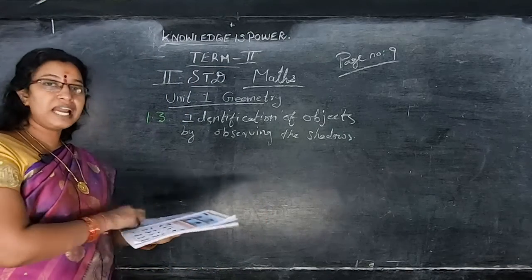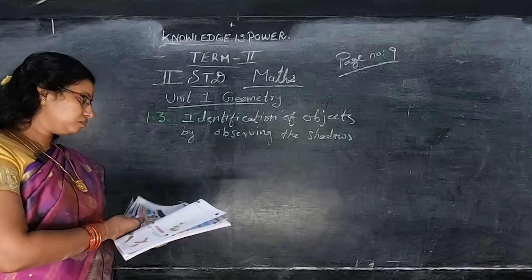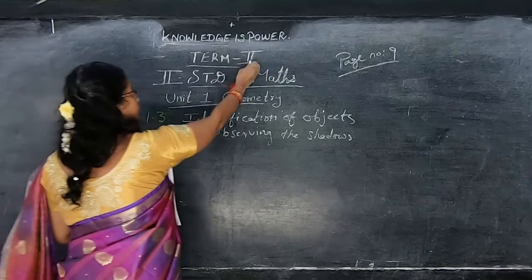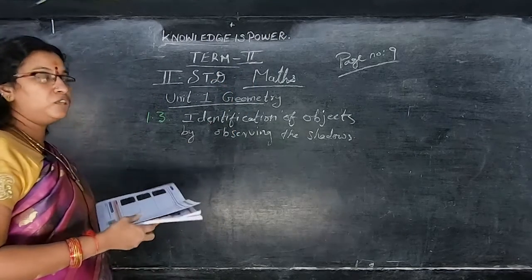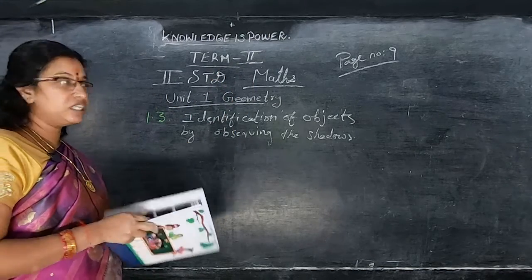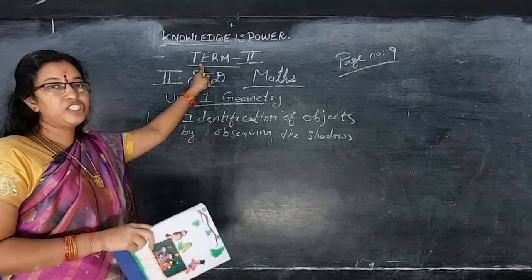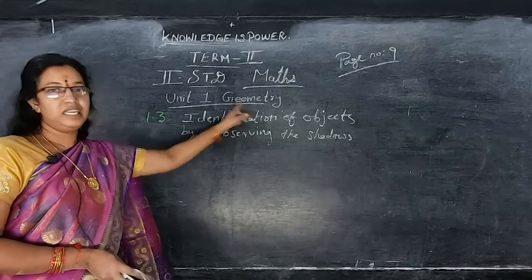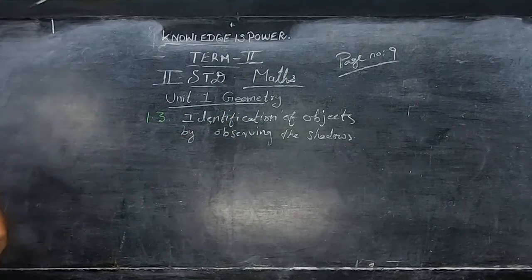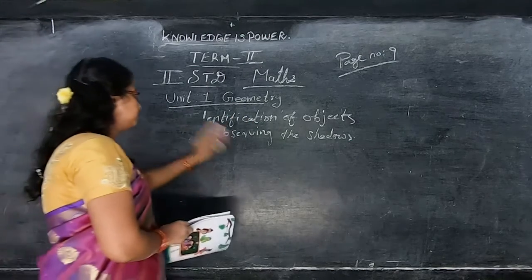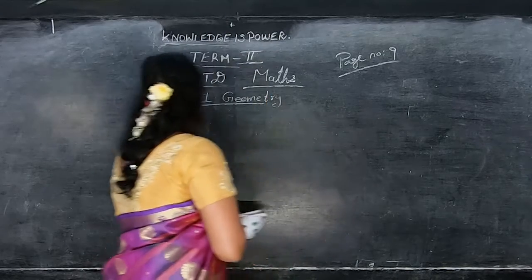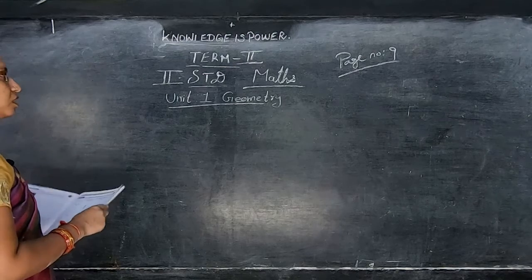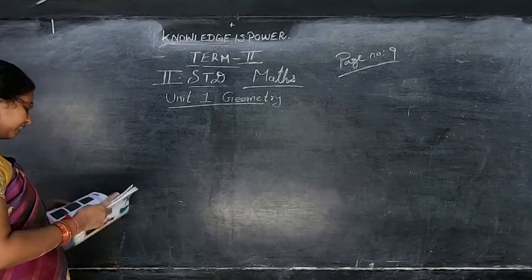Then all of you take your classwork, children. Take your maths classwork, write Term 2. Take a fresh page and write Term 2. Okay, Unit 1 Geometry, write the heading. Finished children? Take your maths classwork, write Term 2 portions, then Unit 1 Geometry, write the heading.